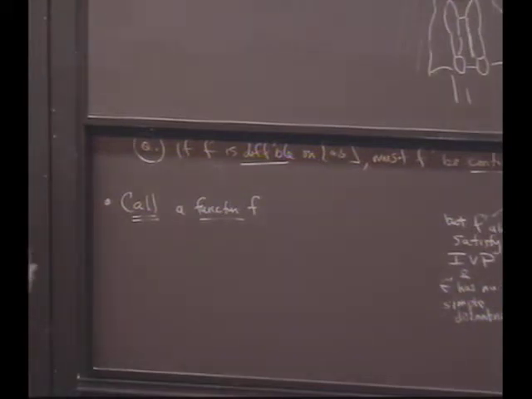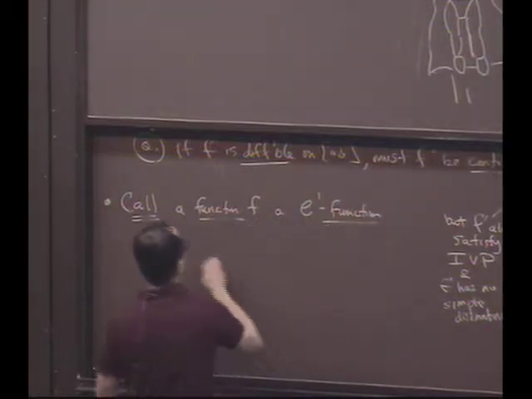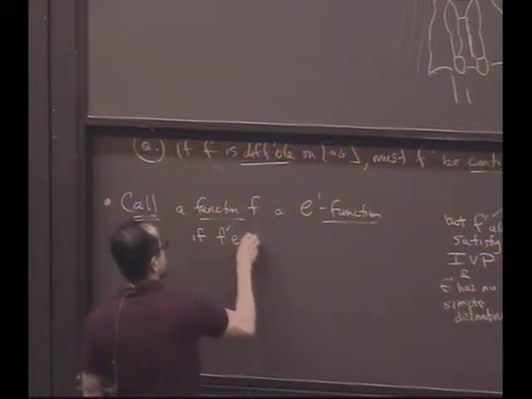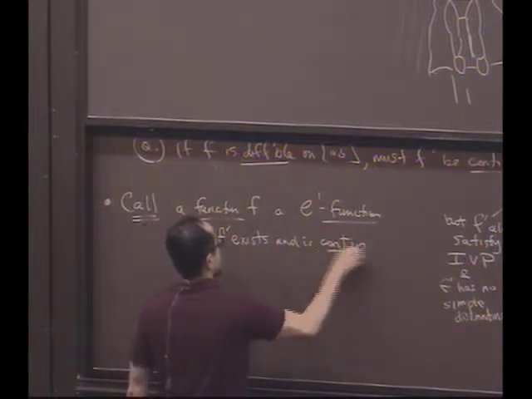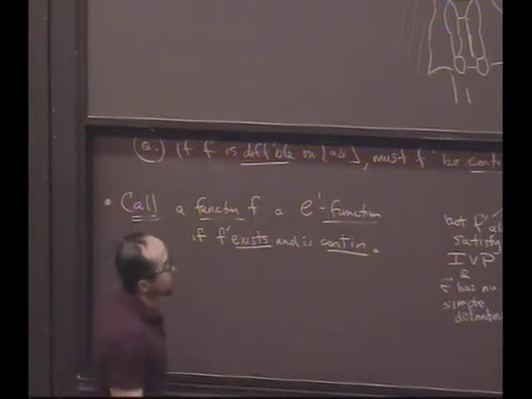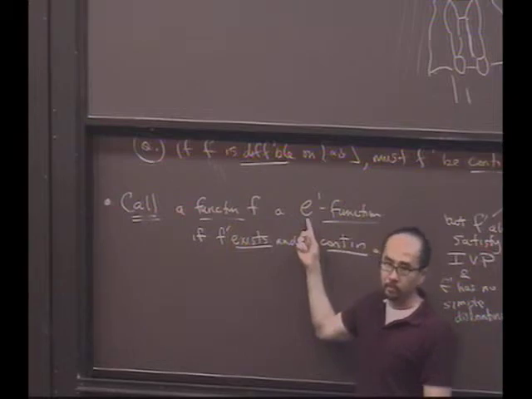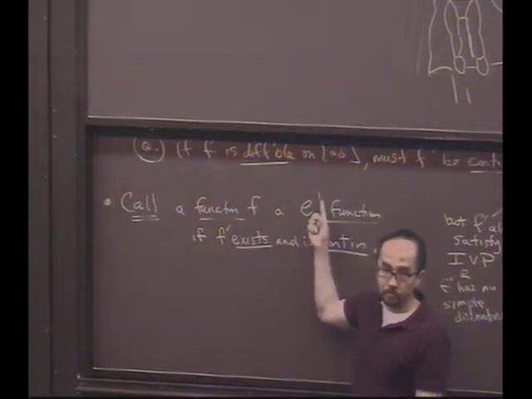a C1 function if f prime exists and is continuous. So this is an example of a function that's not a C1 function. This C is usually scripted, and it's supposed to remind you of the word continuous. So it has a continuous first derivative.